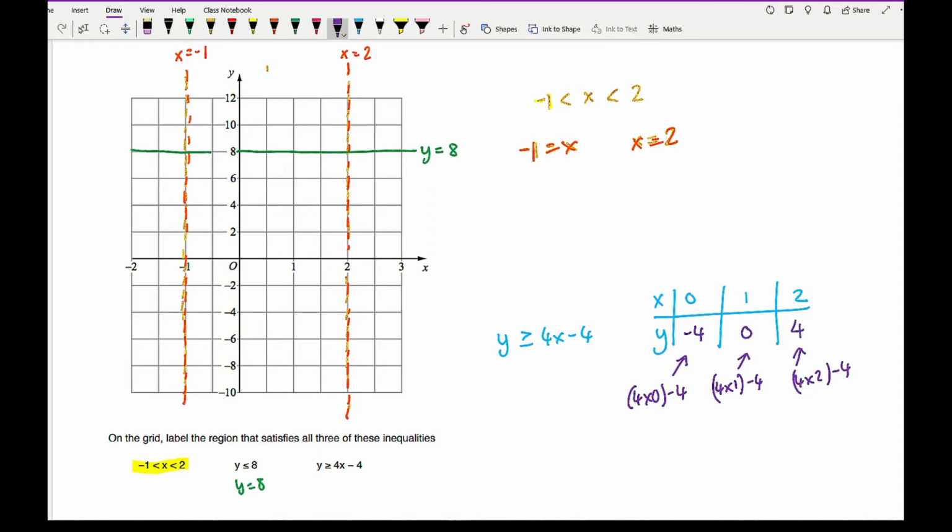So plotting these coordinates, I've got (0, -4), which is here. I've got (1, 0), which is there, and (2, 4), which is here. I've plotted that one wrong, so let me just correct that and plot that there. Now I'm going to join those points up with a solid line, trying to be as accurate as possible in terms of the line that I'm drawing.